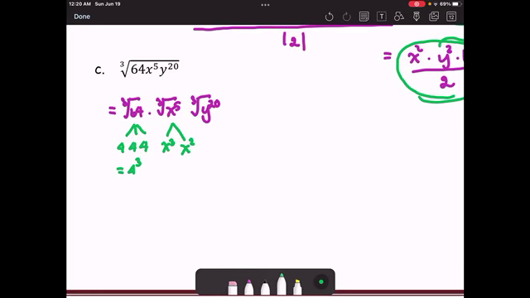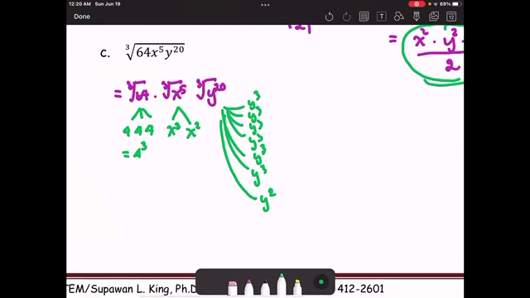For y to the 20th, the multiple of 3 closest to 20 is 18. So that means we can make it up as y to the third times y to the third times y to the third times y to the third, there are 6 of them. And then the last factor would be the remaining, which is 2. So 3 plus 3 plus 3 plus 3 plus 3 plus 3 is 18, and plus 2 becomes 20. This way, we can see how many factors we can simplify out from the cube root.